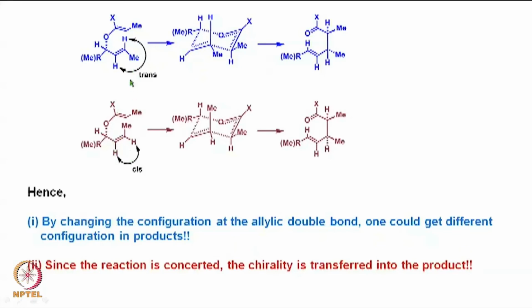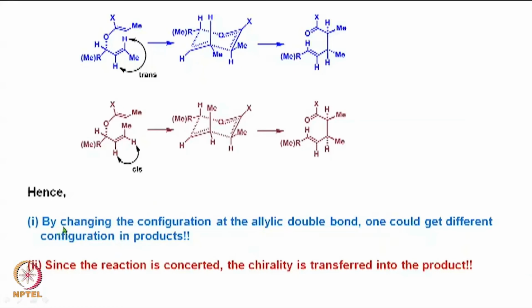molecules but they have two different types of double bonds, in which in this case it is a trans double bond, in this case it is a cis double bond, and since this reaction is a concerted reaction, what we get is a product of this kind from this starting material and a product of this kind with this starting material, and of course the chirality is also transferred in the product. That means the products are also chiral because the starting materials are chiral.